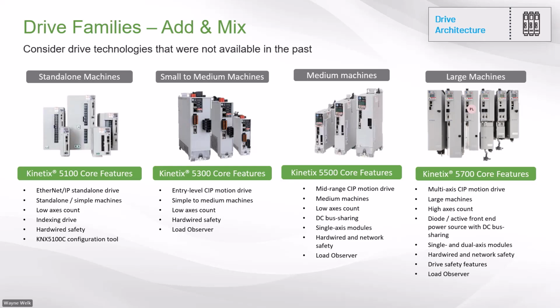With CIP Motion, clock synchronization of better than 200 nanoseconds can be readily achieved, meeting the needs of the most demanding motion control applications. The 5300 and 5500 are single-axis drives, although the 5500 can be set up to share a common bus, and the 5300 can share control power if you have multiple units. The 5700 is the flagship drive for multi-axis, large machines, or high-power servo applications.